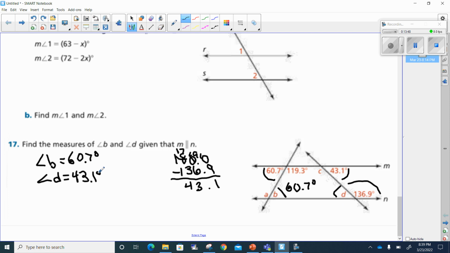All right. I could have also figured out angle B by realizing the vertical angle, okay? The vertical angle to this is here, so this one must be 119.3, right? And that means that these two angles are supplementary angles. And when I took 180 and minus 119.3, I'll get 60.7. And I know these are all congruent angles, right? Because they equal the same. That would have also given me 60.7. So that's all of them.